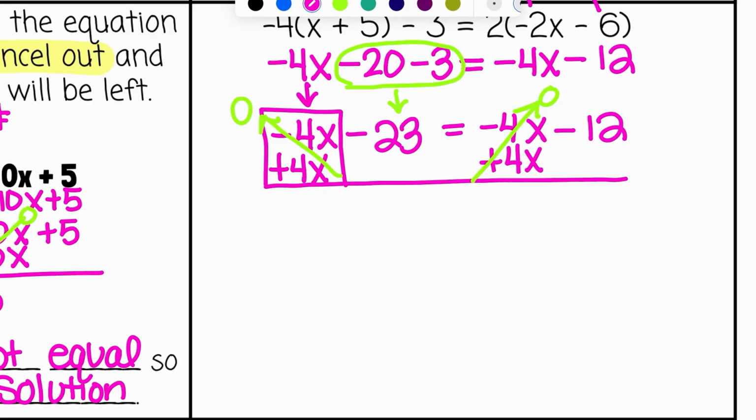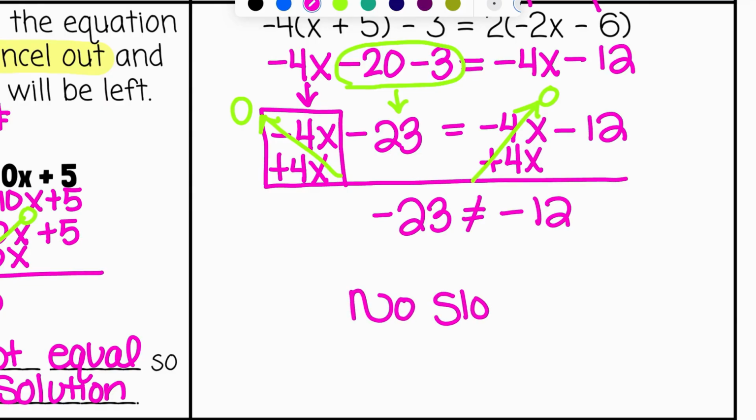Okay, so let's write down what's left over. On the left, I have negative 23, and on the right, I have negative 12. Those two things are not equal. That's a false statement because negative 23 did not equal negative 12, so this has no solution.